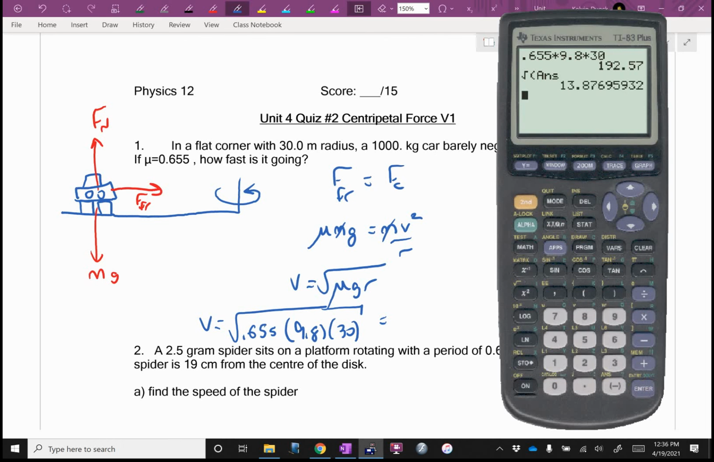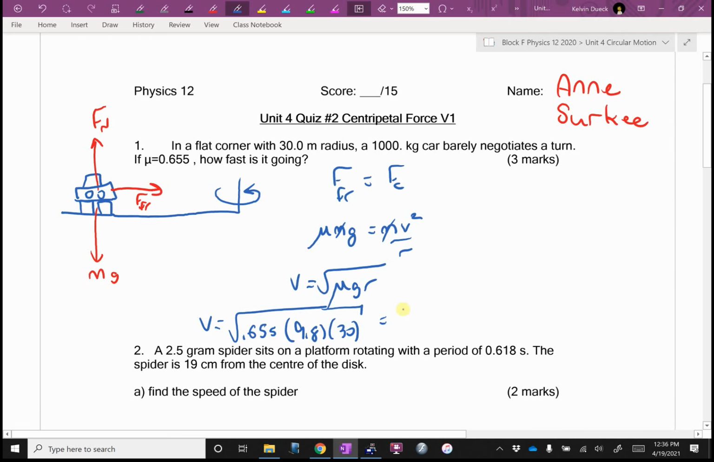Did you get 13.9 meters per second? If you got that, I would give you 3 out of 3. Otherwise, I would probably give you 1 mark for the equation, 1 mark for the numbers, and 1 mark for the answer.